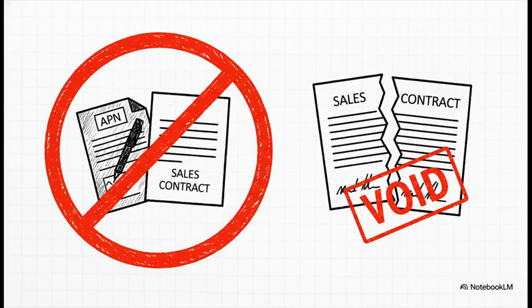The answer is a huge, emphatic no. And this is a major exam trap. The APN is just an account number for the tax collector. That's it. It has zero legal power when it comes to transferring property. If you put the APN on a sales contract, that contract could be totally unenforceable. Do not fall for this trick.